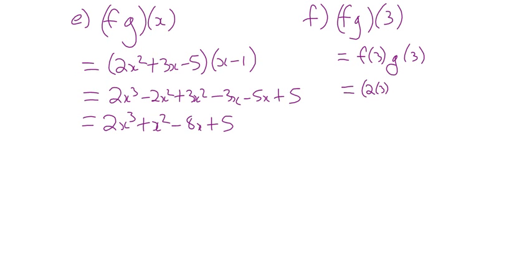Well, think about it. We've already evaluated f of 3 and g of 3 how many times? So do we have to keep evaluating them each time? So 2 times 3 squared plus 3 times 3 minus 5 times 3 minus 1. So, what do we get?